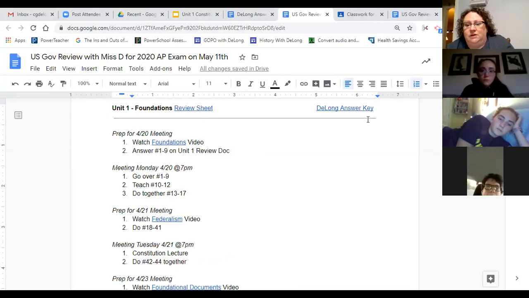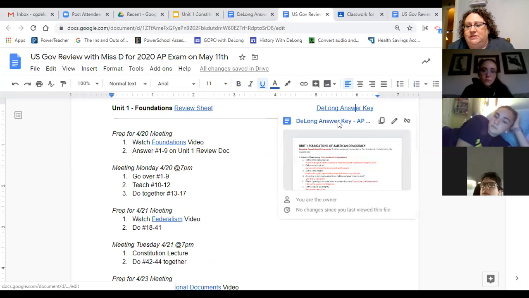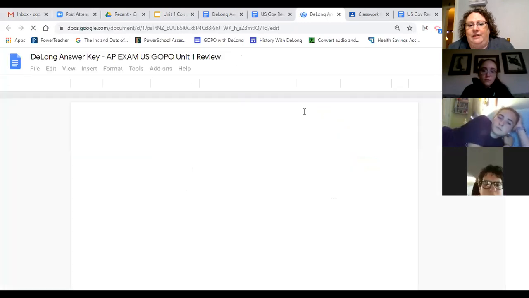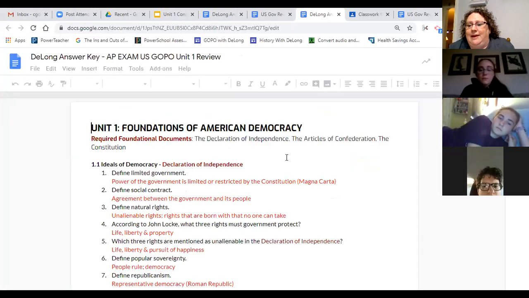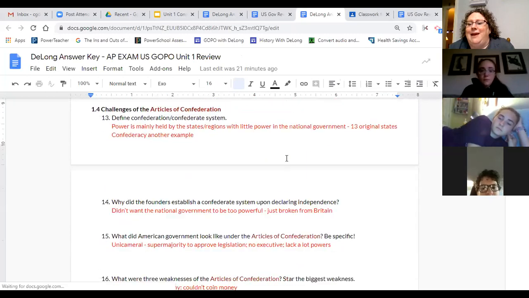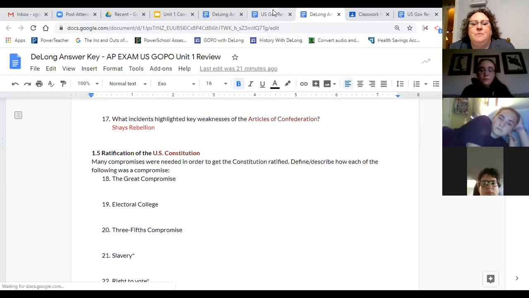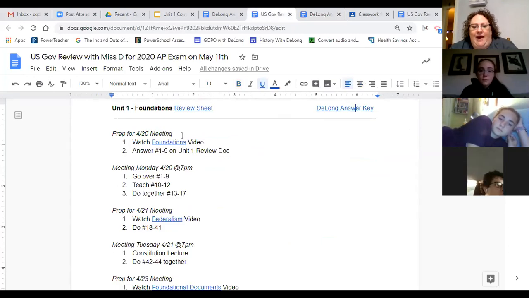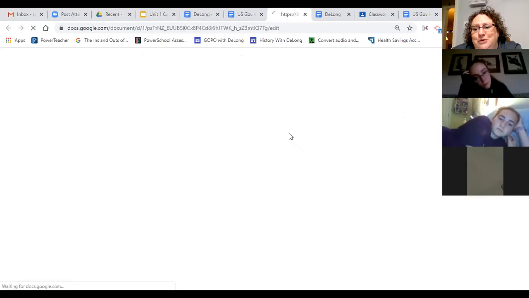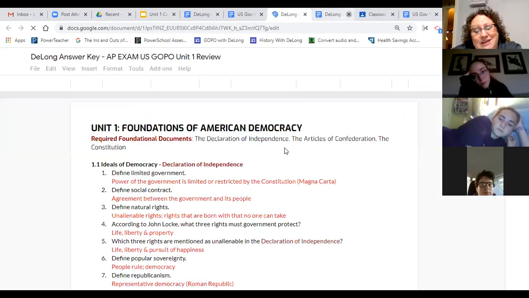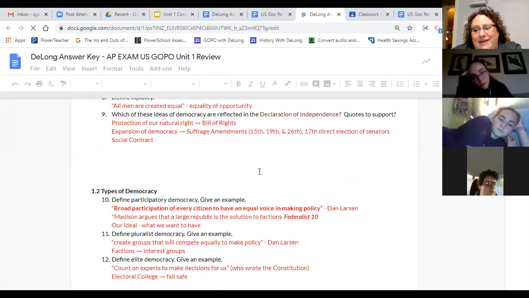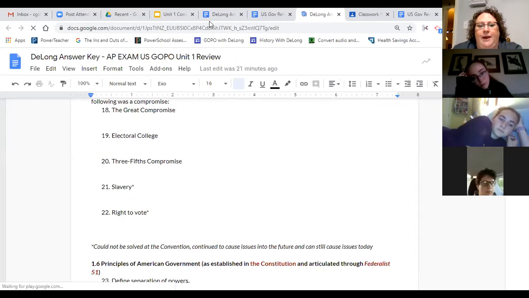I'm going to put my answer key. If you click right here, where does it take you? To my answer key. You can make a copy of that to have, or you might want to make a copy when we finish them all. We're doing these answers together, so I haven't done the ones that I want you to do tomorrow. I stopped where we stopped today.